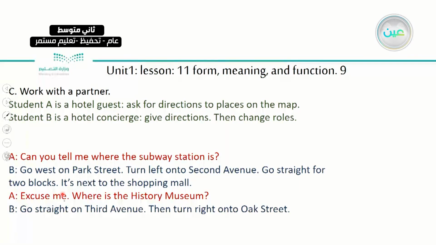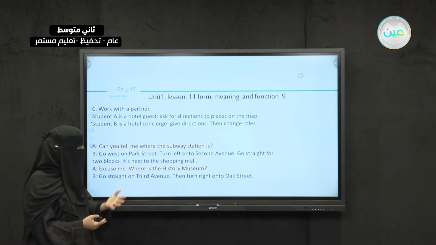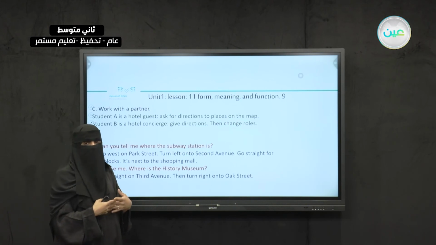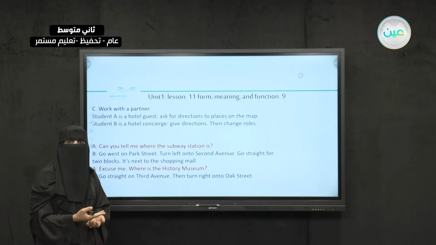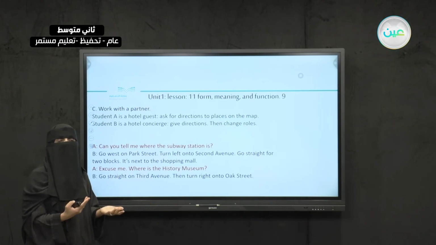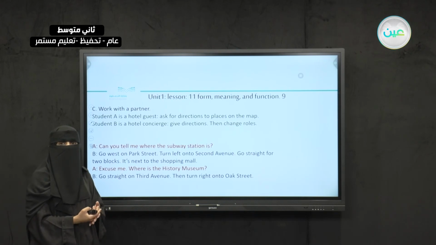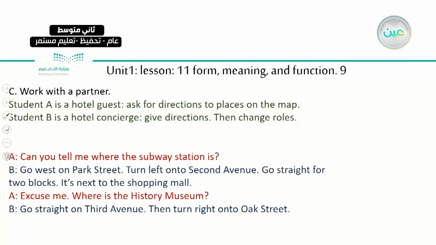Another example, excuse me, where is the history museum? Go straight on 3rd Avenue, then turn right into Oak Street. Okay, these answers are based on the map in your book. You should ask more questions, and if you can share your conversation, you can practice in front of your teacher and classmates as an example, and you can see if you're using the same directions or different directions, to show the locations of things you or your friend asked for.